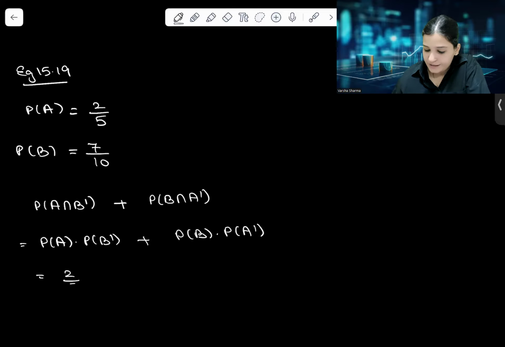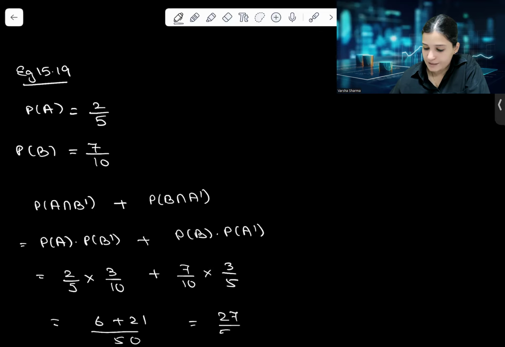So A is 2 by 5. What will be B complement? 3 by 10. Plus probability of B, 7 by 10, into A complement, 3 by 5. The answer is 27 by 50. Any doubt? All of you clear?